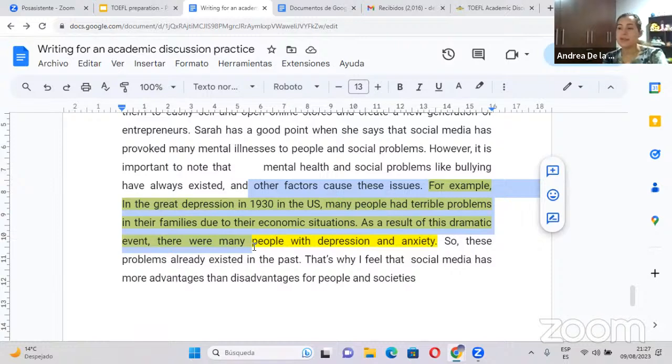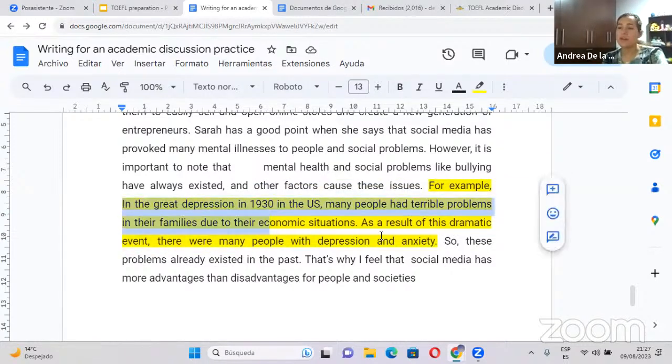So what happened in your case was that what you said here is not directly related to the fact that social media has more advantages than disadvantages. What you're saying in this part is that you're focusing mostly on mental problems, right? You're saying that mental problems have always existed, and that's what your details are proving. But your details at the end of the day should prove that social media has more advantages than disadvantages. So that's why I made that comment.